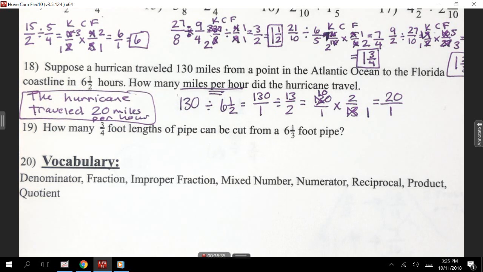All right, so the hurricane traveled 20 miles per hour.